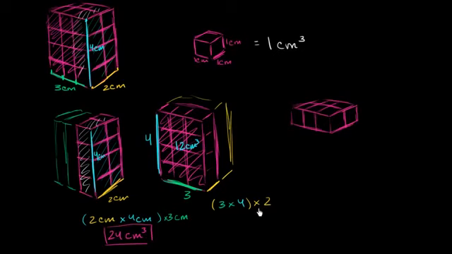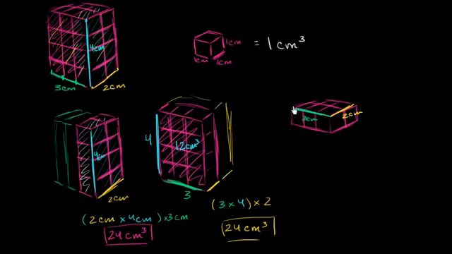I didn't write the units this first time, but that's going to give us the count of how many cubic centimeters we have, how many unit cubes we can fit. So once again, this is 24 cubic centimeters. And you can imagine you could do the same thing, not with this surface, but with the top surface. The top surface is 3 centimeters deep and 2 centimeters wide.